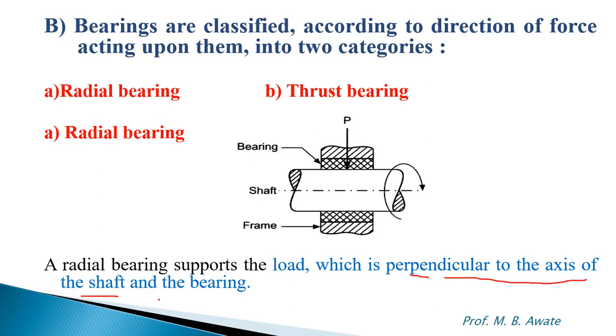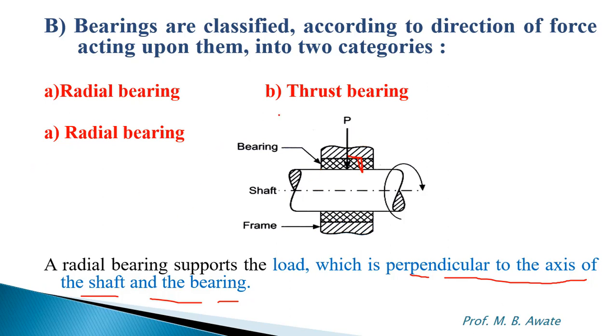So a radial bearing supports the load which is perpendicular to the axis of the shaft and the bearing. You can see here, this bearing supports the load which is perpendicular to the axis of the shaft or the bearing. The bearing which supports the load in a direction perpendicular to the axis of the shaft or bearing is called a radial bearing.